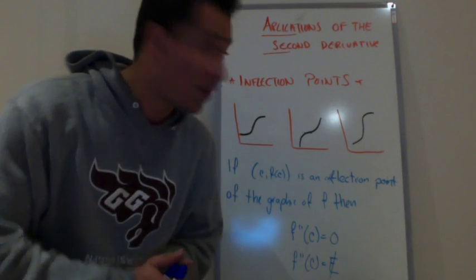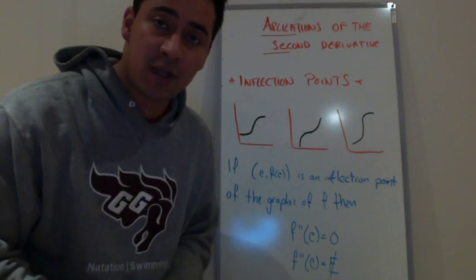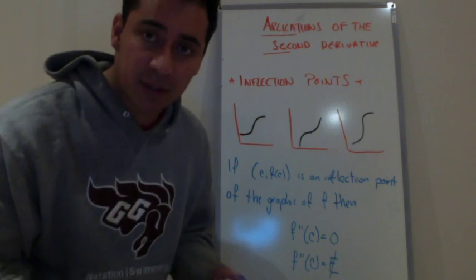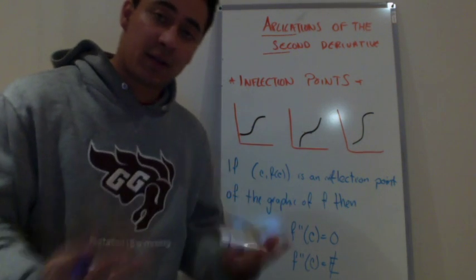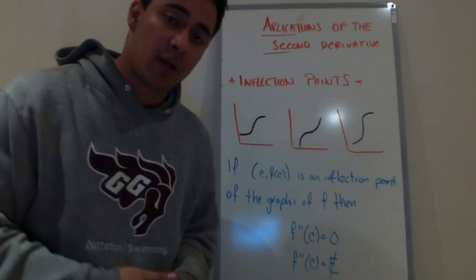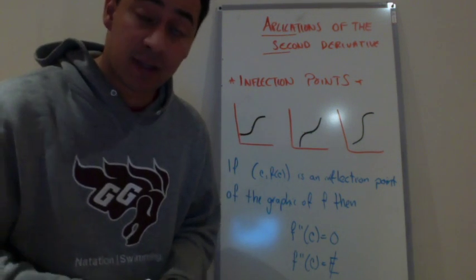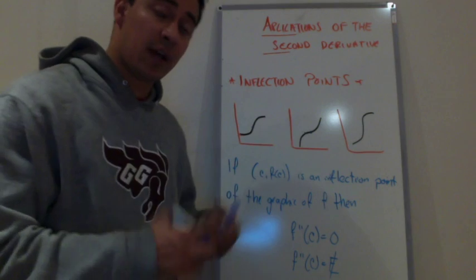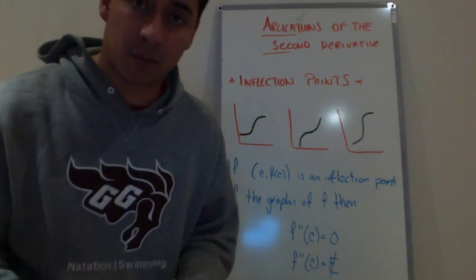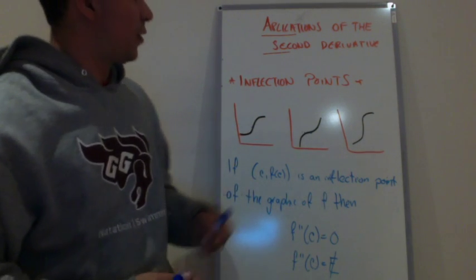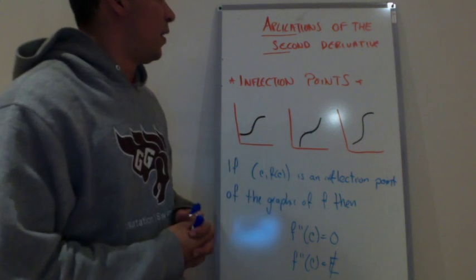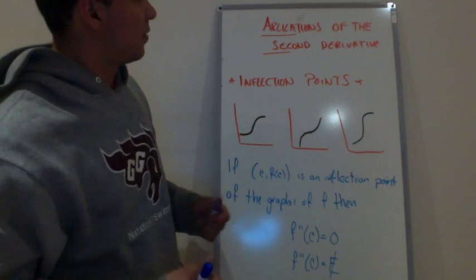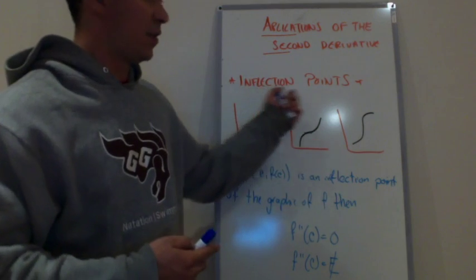Okay, hi guys. We're going to continue to see the applications of the second derivative. Yesterday we saw the definition of concavity, and we saw what is concave upwards and what is concave downwards, right? So today we're going to see one of the last topics of the second derivative, that is inflection points.